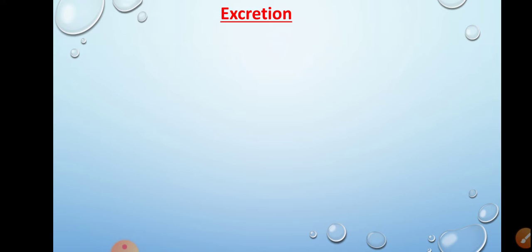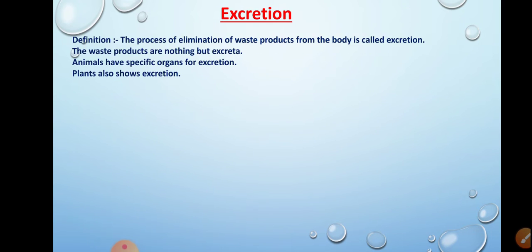Now, excretion. The process of elimination of waste products from the body is called excretion. If you take the example of human beings, they show excretion. They release waste material, that is the excreta, from their body. Animals have specific organs for excretion, and not only animals, plants also show excretion.